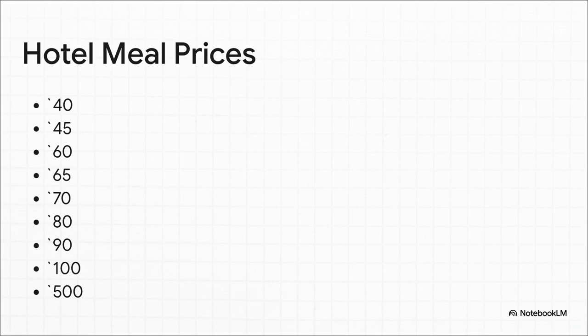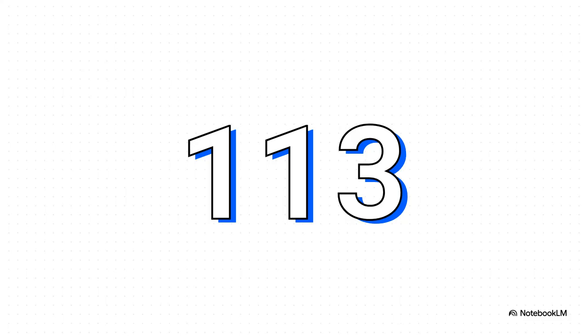Let's look at a real-world example. Imagine a group of students trying to pick a place for dinner. Here's a list of the meal prices at different hotels. Most of them look pretty reasonable. So they figure, hey, let's just find the average price. So they do the math and boom, the mean price is $113.